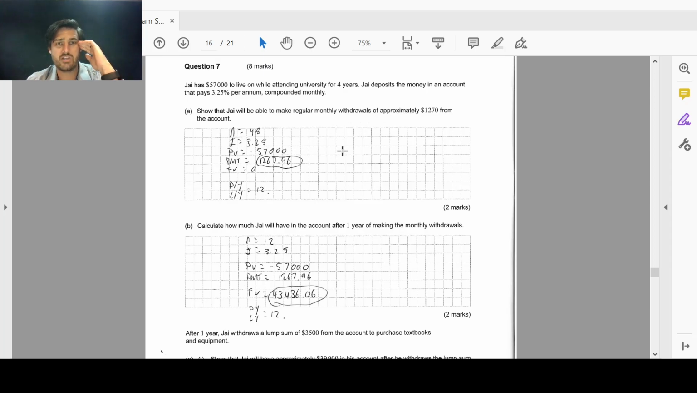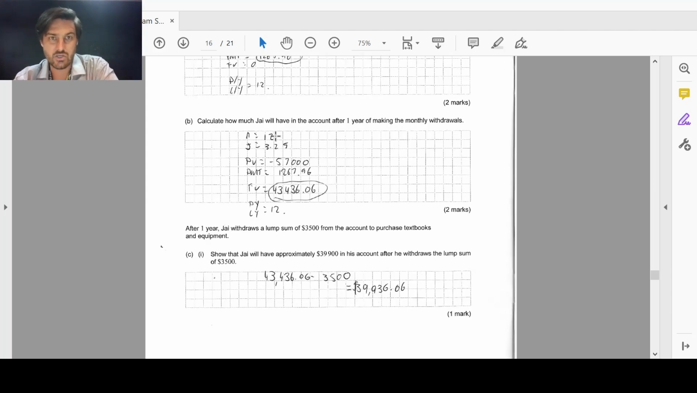And then, how much can he withdraw? Regular monthly withdrawals. As soon as you see regular withdrawals, those words, you should be thinking that's going to be my PMT value. Then we calculate for that, and we would get $1,276.96.